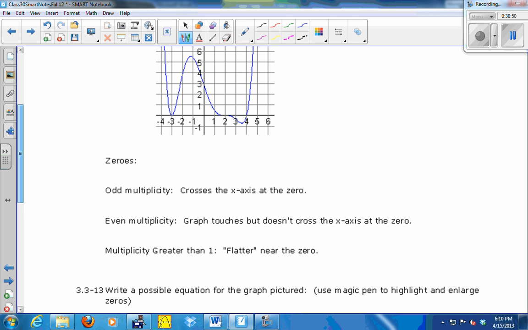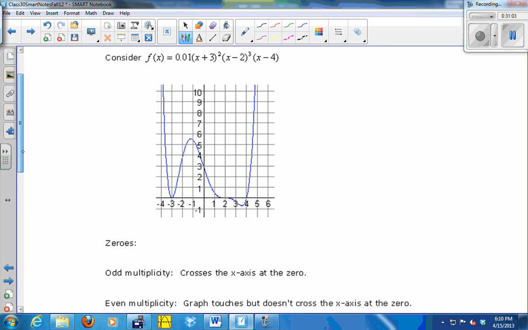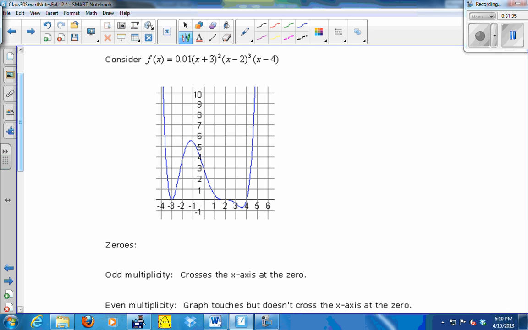And if it looks like a line, it's multiplicity 1. And if it kind of flattens out and stalls on its way through, it's odd but bigger than 1, so like 3 or 5 or 7. And what multiplicity means is the number of times the zero occurs, right?